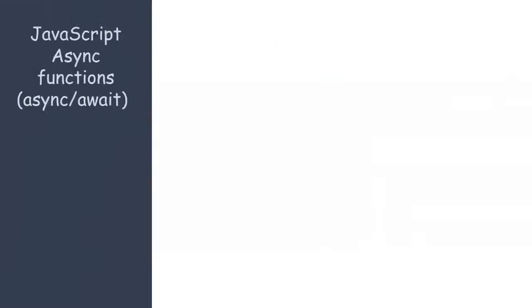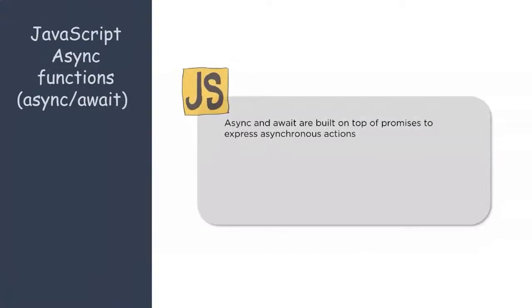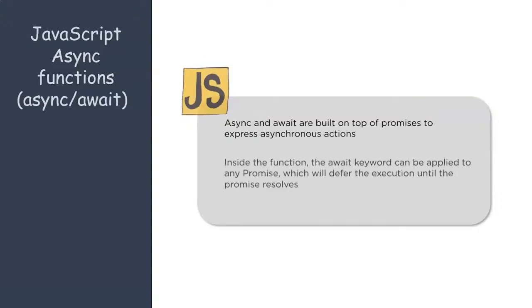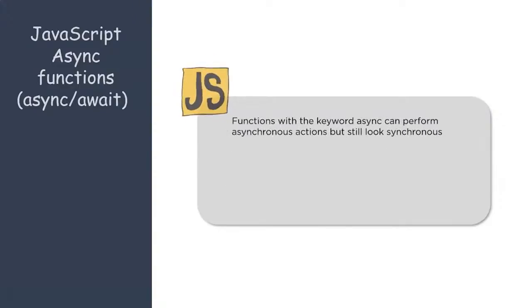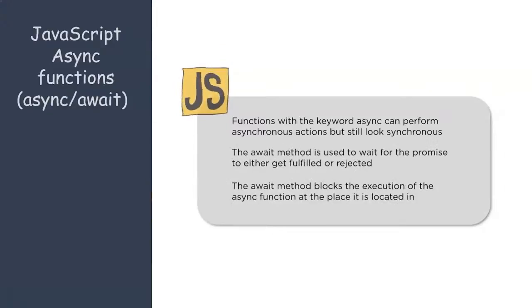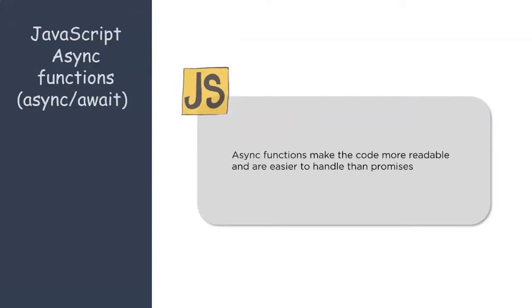What are JavaScript async functions, that is async and await? Async and await are built on promises. The function is basically accompanied by the keyword async, indicating that it returns a promise. Within this function, the await keyword is applied to the promise that is being returned. The await keyword ensures that the function waits for the promise to resolve. On the surface, the execution looks synchronous while it's actually asynchronous. At the place of usage of the await keyword, the execution of the function is practically blocked. Async functions make the code more readable and are easier to handle when compared to promises.